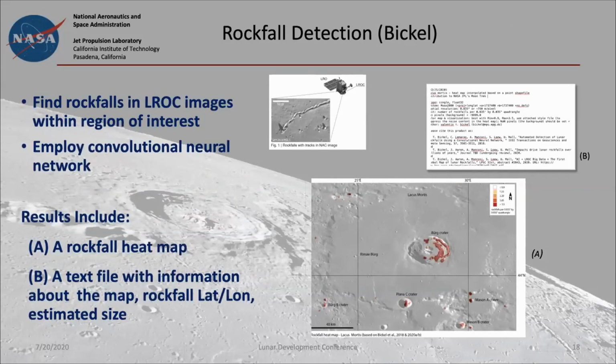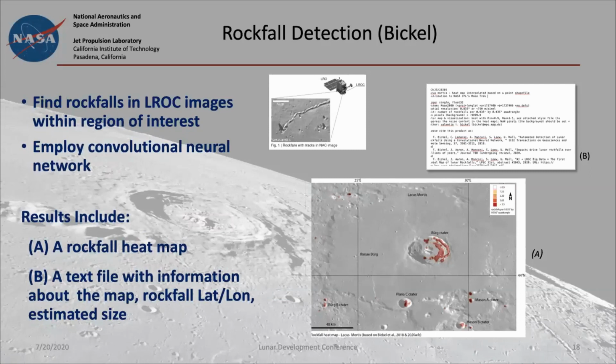This rockfall tool was developed by Valentin Bickel at the Max Planck Institute. It uses a machine learning convolutional neural network to detect rockfalls in NAC images. And finding where the rockfalls are on the moon is useful to study the seismic activity and also the erosional state of the lunar surface.